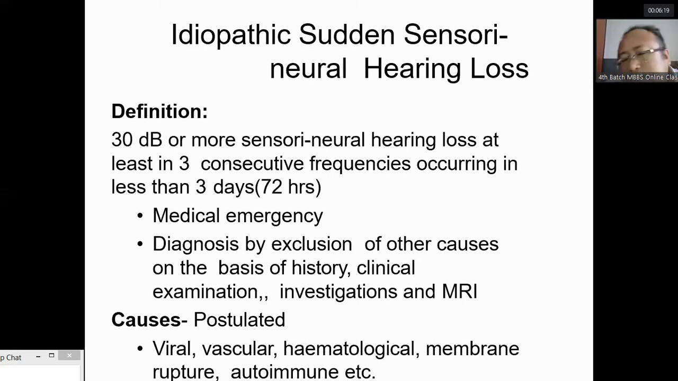What causes the sudden sensory hearing loss? Still, the definite cause is unknown, but mostly accepted hypotheses point to the virus. Herpes simplex virus is taken as a cause for the sudden sensory hearing loss, because most of the cases are preceded by upper respiratory infections. Other causes postulated are vascular, hematological, membrane rupture, or autoimmune.